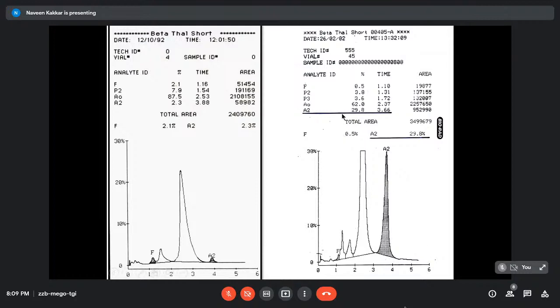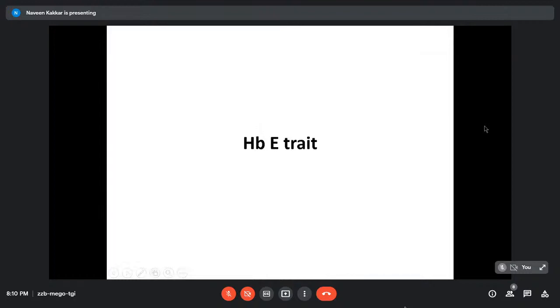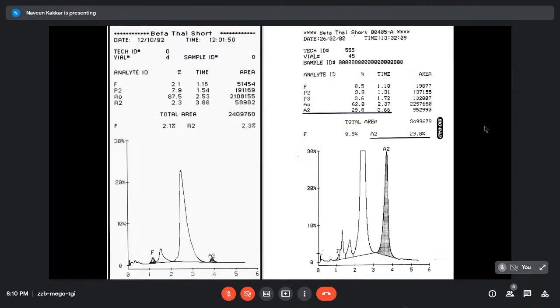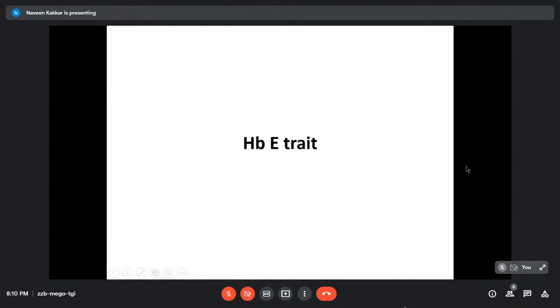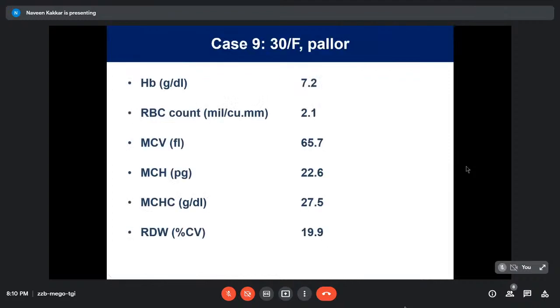With this percentage, it has to be E trait or an E heterozygote condition. So that's hemoglobin E trait. Why did we say that? Because the A2 for thalassemia needed to be about till here only, 6, 7 or 8%, maybe 9. But this percentage has to be something else, and in this range it is E trait. E is often seen in the northeast, Bengal, Calcutta, etc.